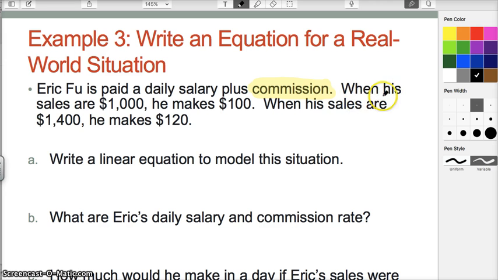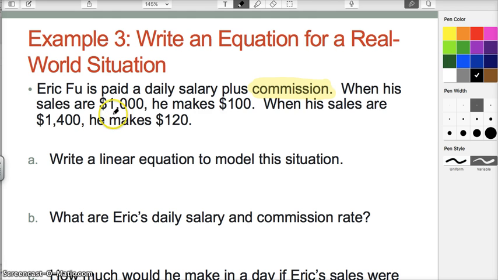So here's some information we're given. When his sales are $1,000, he makes $100. When his sales are a little higher, $1,400, he makes $120. First thing we're going to do is write an equation to model this situation.